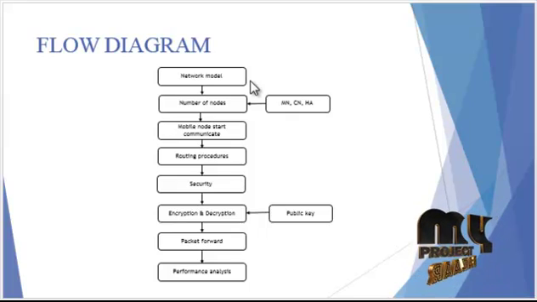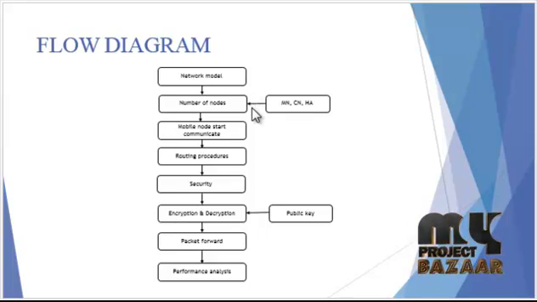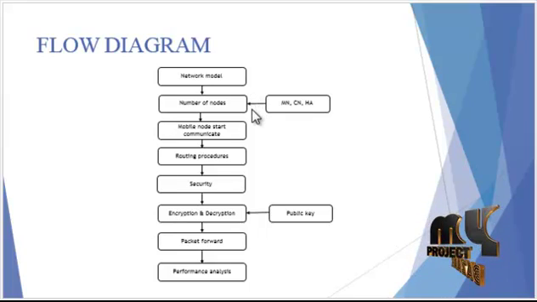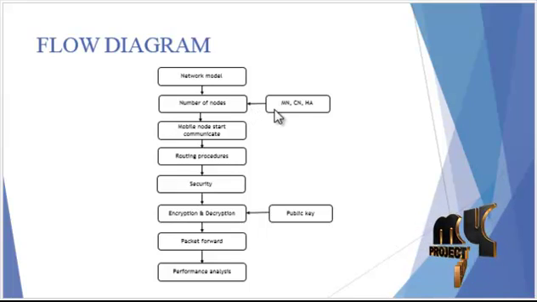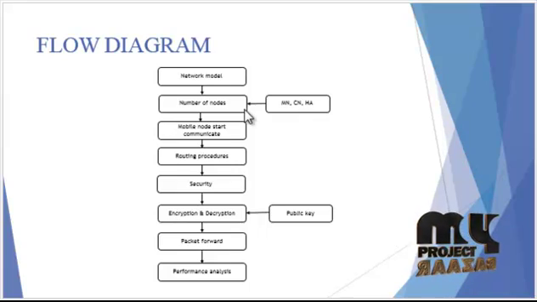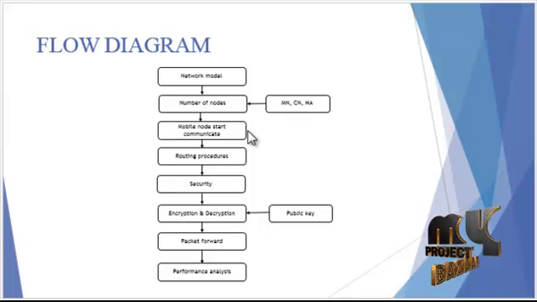First, the network model is created. That is, a number of nodes are created in the network in the transmission area. These nodes represent the mobile node, correspondent nodes, and the home agents. At a specific time, the mobile node starts communicating, that is, it starts to transfer the packets.